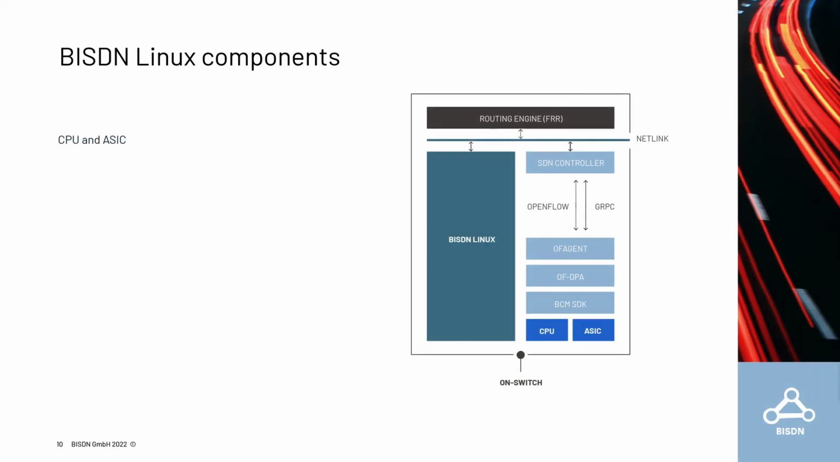Although technically not a part of BISDN Linux, the ASIC and CPU are the two hardware components where packets can be processed. The ASIC is specifically produced and optimized for packet processing and can do so much faster than the CPU. Every packet that enters the switch on a data port will be processed by the ASIC, which decides what to do with the packet. The ASIC can drop the packet, send it out through a different port, or pass it on to the operating system. Generally, packets that should be forwarded should be processed by the ASIC, and only packets that are meant for the switch itself should be processed by the CPU, since it's much slower at processing packets.